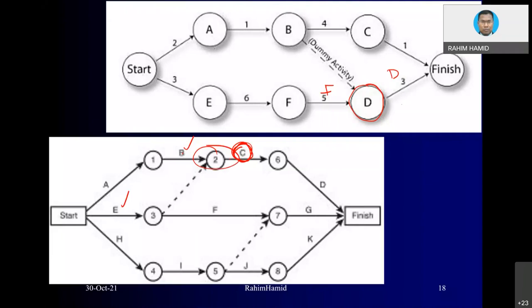So that's why dummy activity is used, in order to complete the connection between one activity and another activity, especially inside the arrow diagram. We need those things. Later on, when we show it, you can appreciate the utilization of dummy activity.